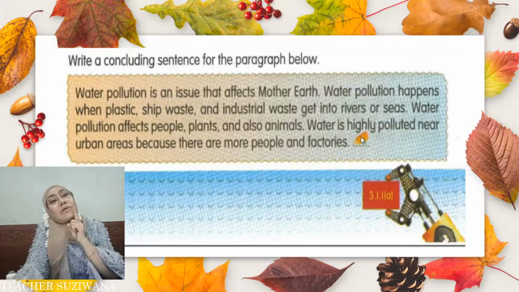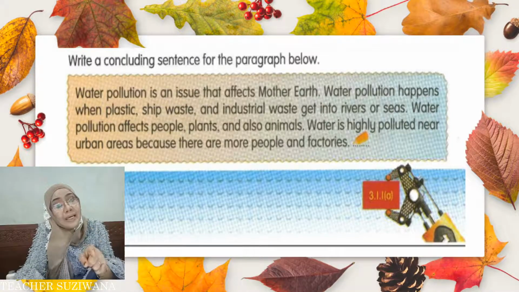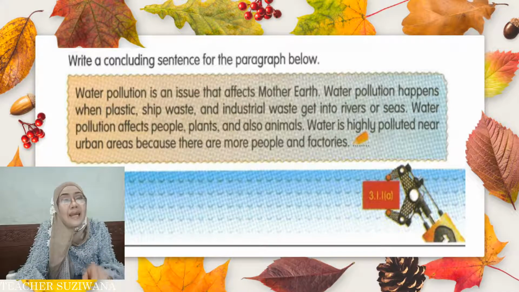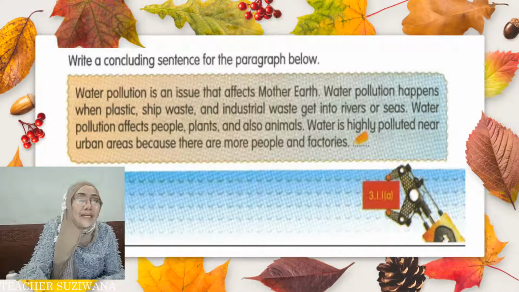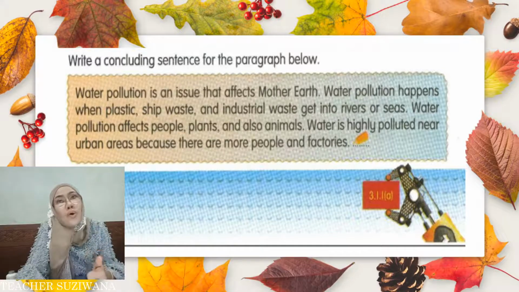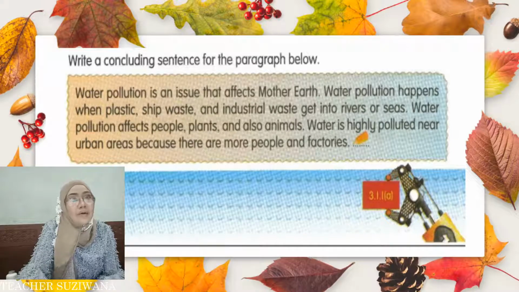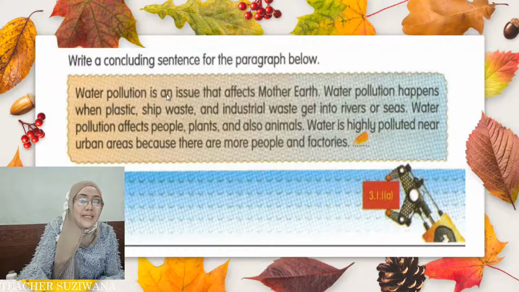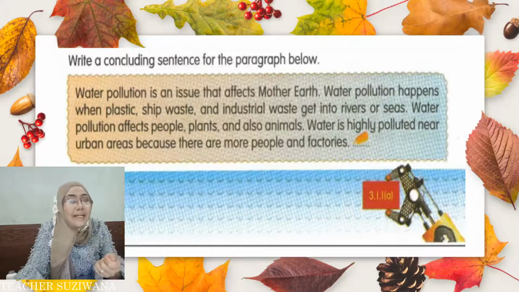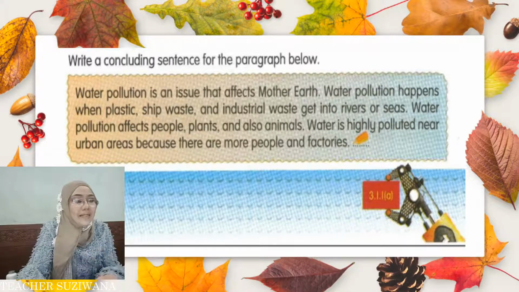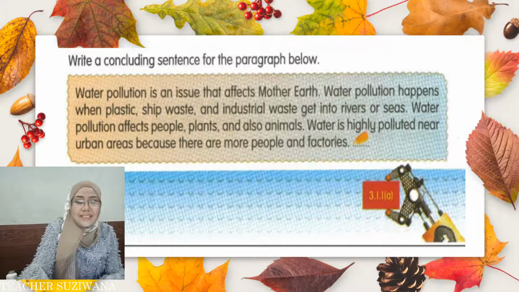So, your task, you have to copy the paragraph and add a concluding sentence. You can use so, thus, hence, therefore. So, how to write a concluding sentence? Look back to the main idea, water pollution is an issue that affects our Mother Earth. So, therefore, you can repeat or restate the main idea but use your own words.